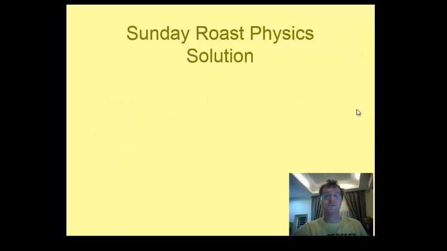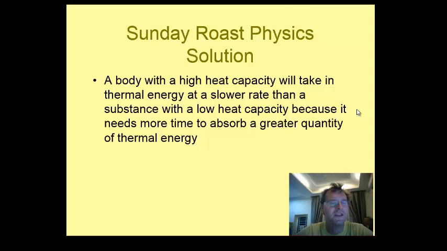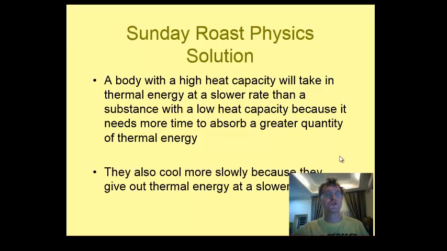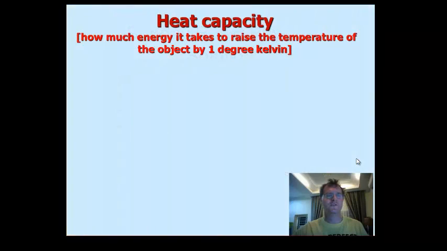Now, what actually happens is a body with a high heat capacity will take in thermal energy at a slower rate than a substance with a low heat capacity, because it needs more time to absorb a greater quantity of thermal energy. And that means that the two objects, as they have different heat capacities, will increase their temperature at a different rate. Let's look at this in a more mathematical way, but also remember heating up also means when you take the food out of the oven, it's likely to cool down at different rates as well, and this reflects the same concept, and that's one of heat capacity. So let's talk about that in more detail.